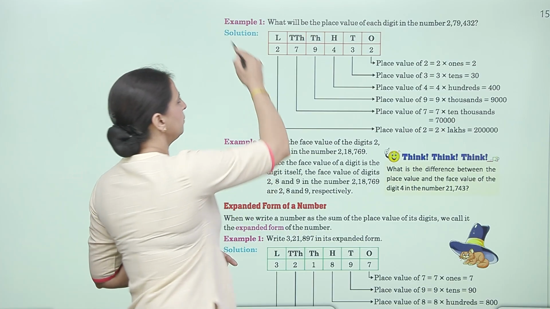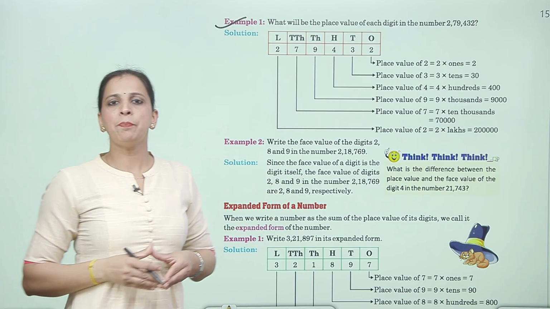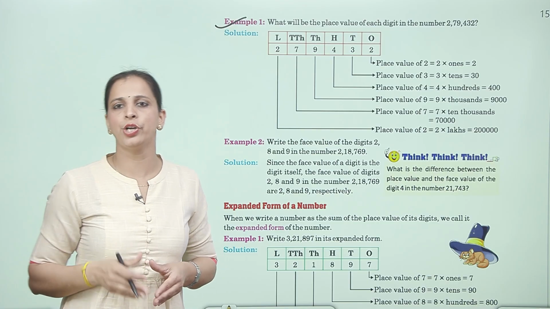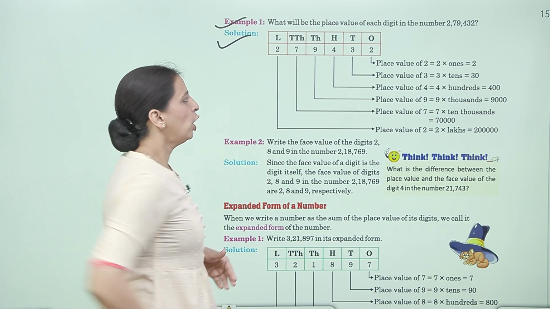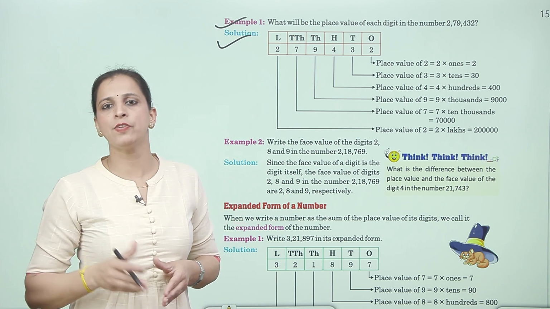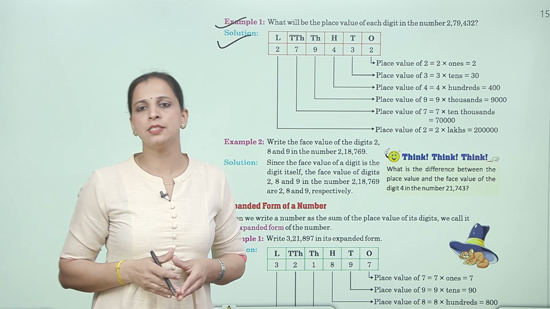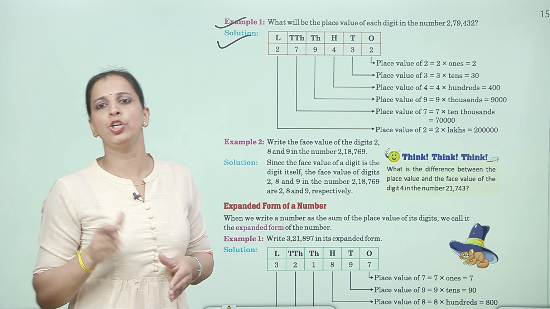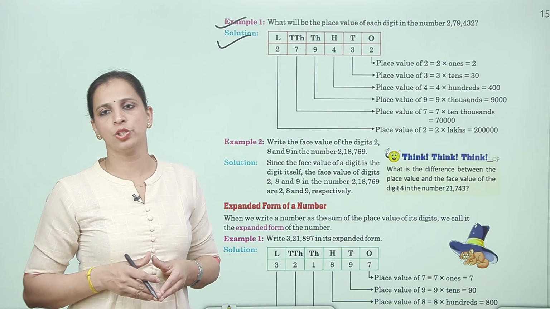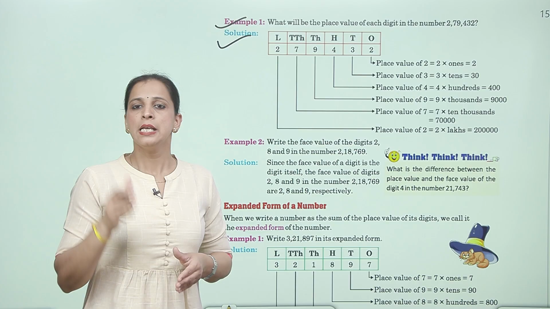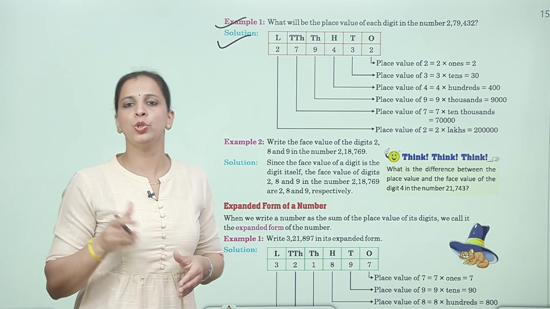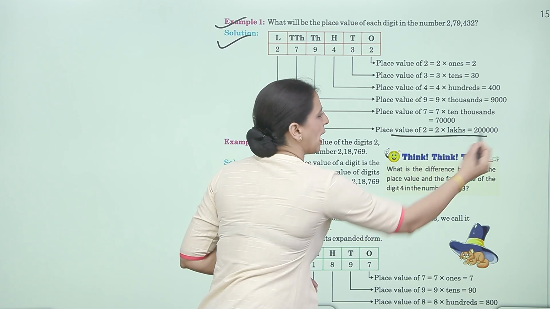Now example 1. What will be the place value of each digit in the number 2,79,432? Now solution. 2 at ones place. Place value of 2 is 2 into 1 is equal to 2. Place value of 3 is 3 tens, 3 into 10 is equal to 30. Place value of 4 is 4 into 100 is equal to 400. Place value of 9 is 9 into 1000 is equal to 9000. Place value of 7 is 7 into 10,000 is equal to 70,000. Place value of 2 is 2 into lakhs is equal to 2 lakh.